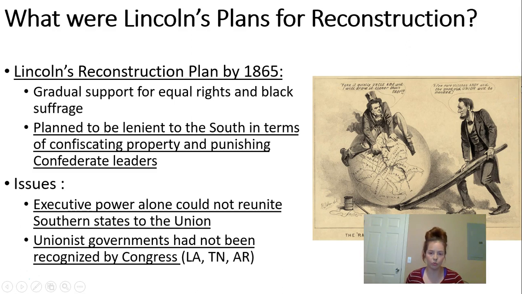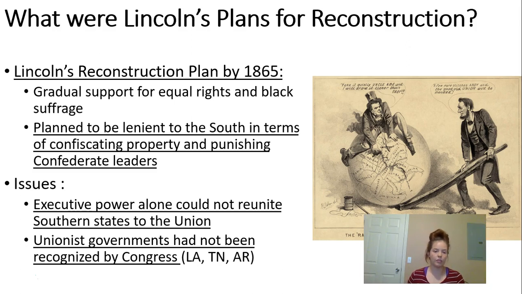Looking into Lincoln's plan for Reconstruction when the war is over in 1865, his first thing is that he wants gradual support for equal rights and black suffrage. So he does think that the United States needs these two things, equal rights for blacks and their right to vote, but he doesn't think this should be immediate. He understands that it's going to take some time, it's going to be a process to change the minds and the mentalities, especially in the South, as far as equal rights for whites and blacks.